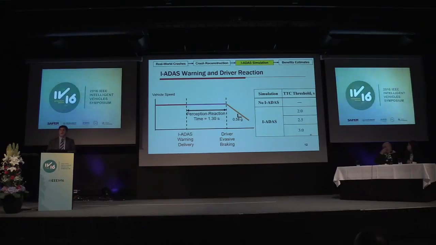And we made the assumption that after the driver received this warning, it would have taken him 1.3 seconds to react to it, which is an average value taken from a previous simulator study looking at how long it takes a driver to react to a cross-traffic intersection scenario, given that they had received a warning. And then we assumed the driver would have reacted by performing evasive braking. And we used a 0.58 G braking deceleration, which is typically observed by drivers in straight crossing path intersection crash scenarios.